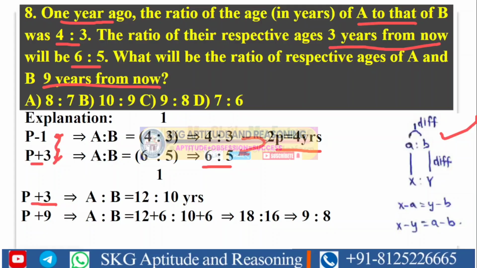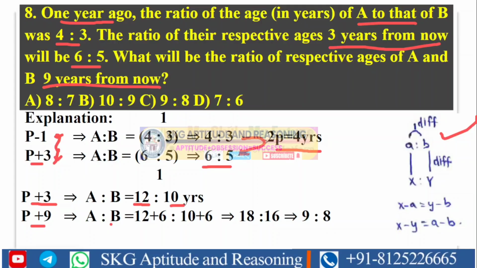So if I find the P plus 3 age, 2 parts are 4 years, then 6 parts will be equal to how much? So 2 is multiplied with 3, similarly 4 is also multiplied with 3. So the age of A will be 12 years, and the age of B is 10 years. Why? Because 2 parts are 4 years, so one part is 2 years, then 5 parts will be 10 years. Now I need to find the ratio of both persons at P plus 9, or 9 years from now.